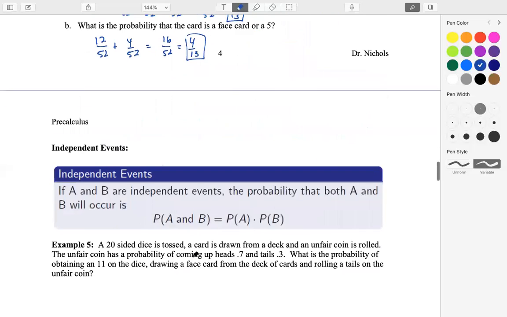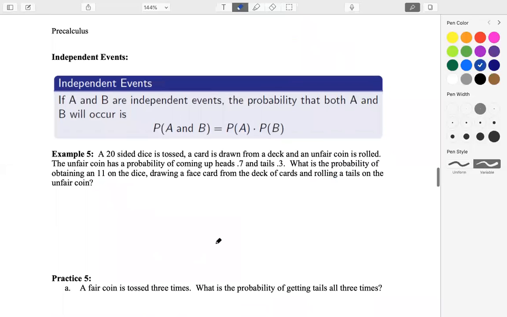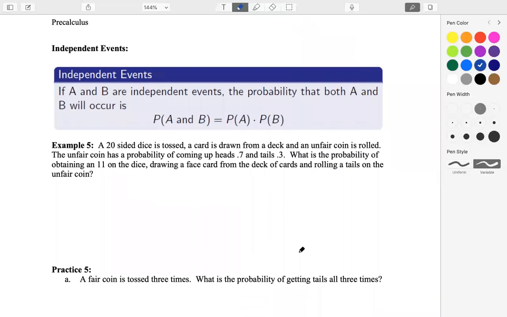All right, now next concept, independent events. 2 events are independent if the probability of A and B occurring is equal to the product of the 2, and also that the probability of one happening has no effect on the other happening. So example 5. A 20-sided die is tossed and a card is drawn from a deck of cards. Now, when I toss a die and draw a card, does one have anything to do with the other?